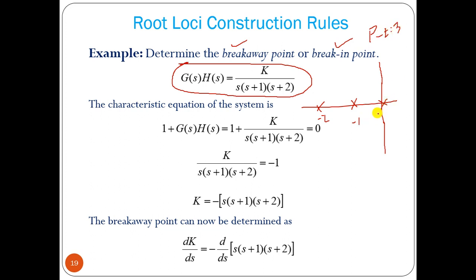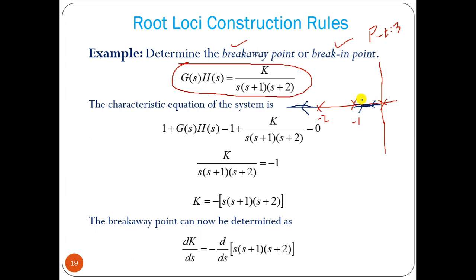Now we have to find the real axis segment. The real axis segment will be between these 2 points. Here is the arrow, and here is the real axis segment, and here is the arrow.